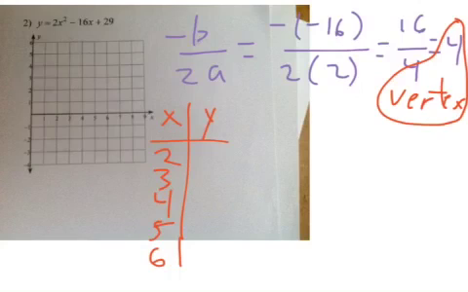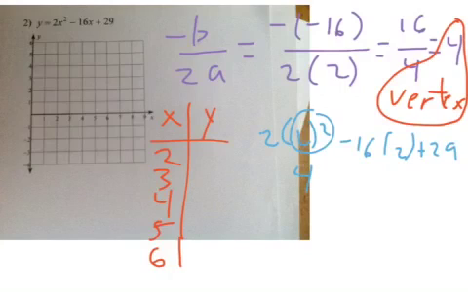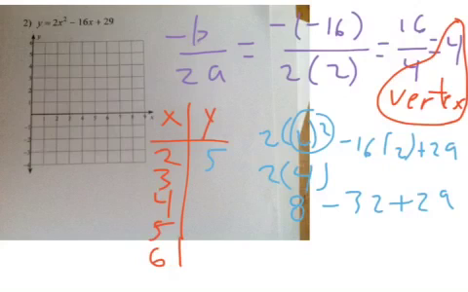Okay, so let's start with 2. 2 times 2 squared minus 16 times 2 plus 29. I'm going to do the 2 squared first, which is 4. Then I'm going to times by 2 and get 8. Notice I did the power, then I did the multiply like PEMDAS. Minus 32 plus 29. So that gives me negative 24 plus 29 is 5. And if 2 is 5, since we have a nice whole number vertex, I know by symmetry 6 is 5. Okay, let's go on to the next one.